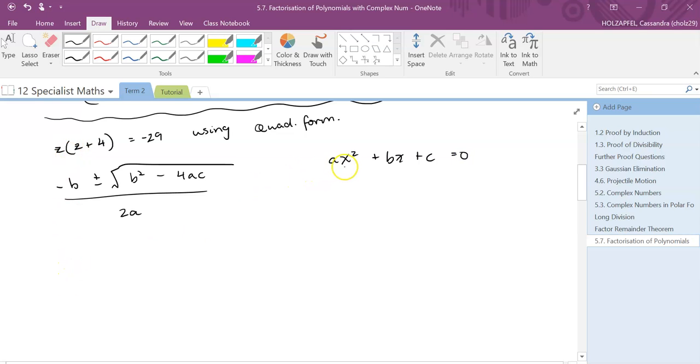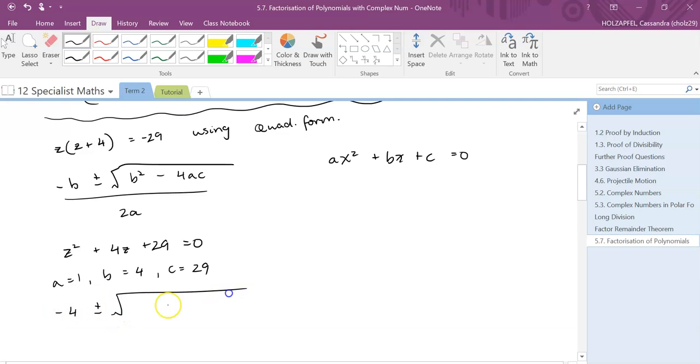So, or in this case, I should say az squared plus bz plus c equals 0. So this will be z squared plus 4z plus 29 is equal to 0. So that means a is equal to 1, b is equal to 4, and c is equal to 29. So if I substitute that into my quadratic formula, I'm going to get negative 4 plus or minus the square root of 16 minus 4 times a times c.